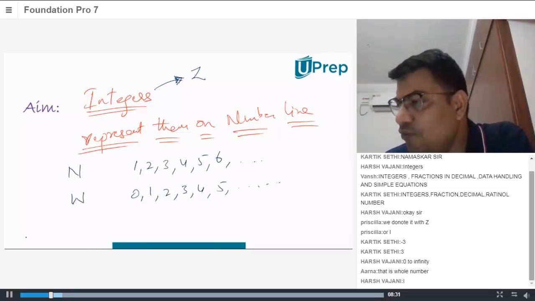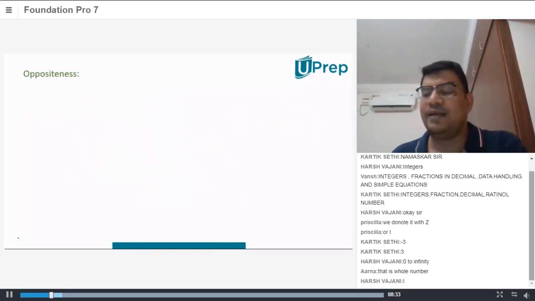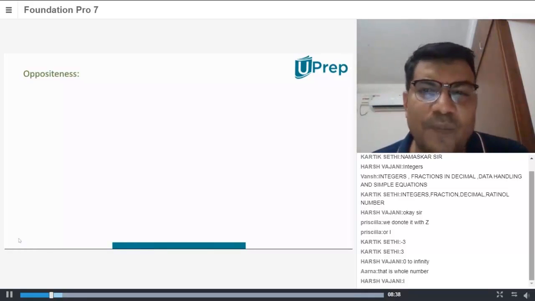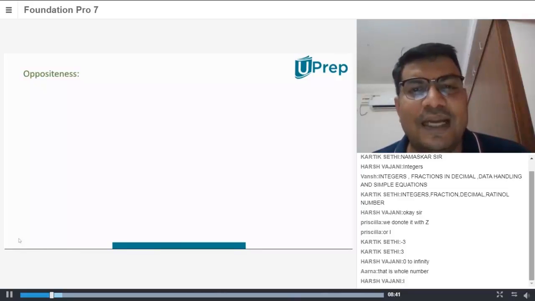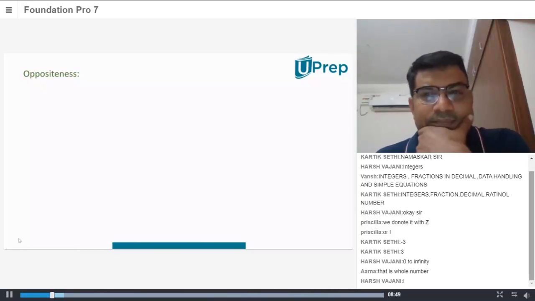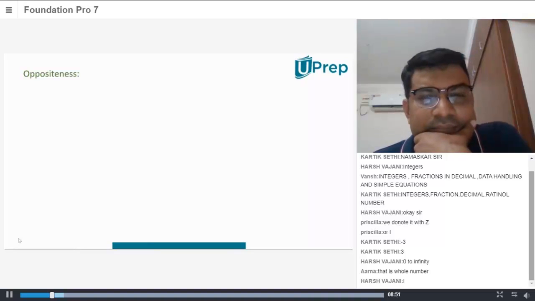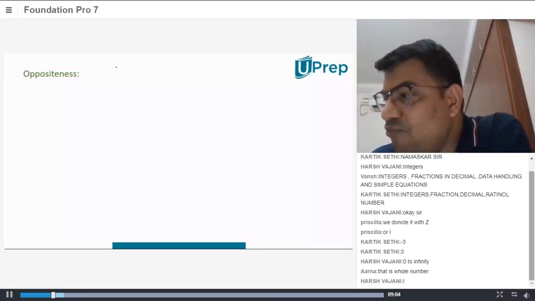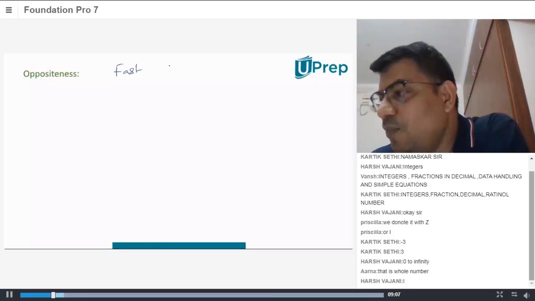Okay, so let's go further. Let's understand oppositeness. Now, what do you mean by oppositeness? Can anyone explain what oppositeness is? Forget about mathematics. What do you understand by opposite? Give me examples of opposite. Sir, +2 and -2 are opposite. Sir, east and west are opposite. The opposite of slow is fast. Very good, if we do not think about mathematics. I like that. Fast is opposite to slow.